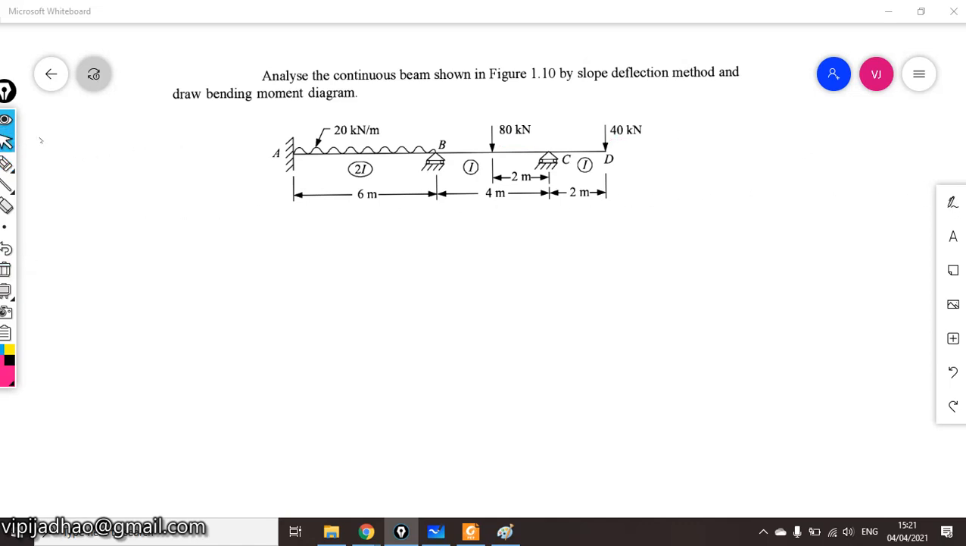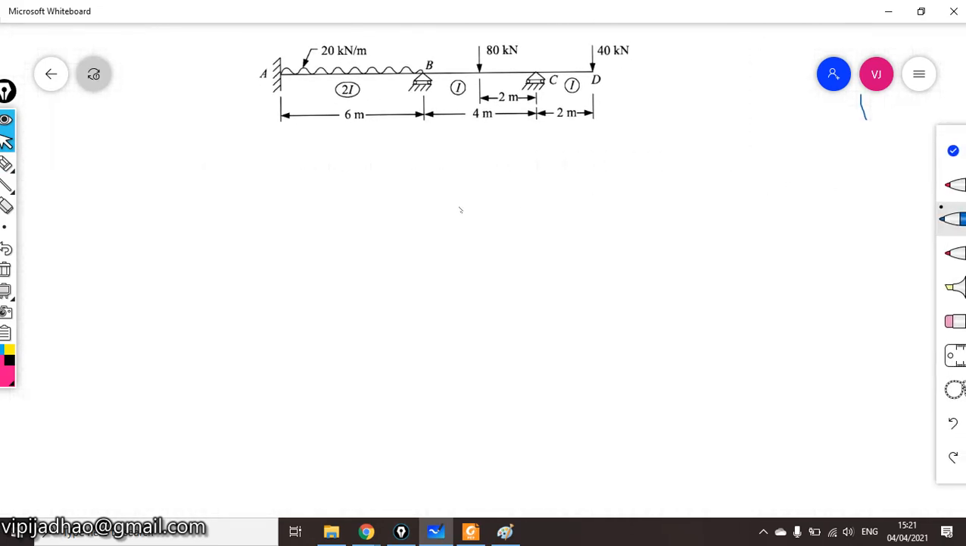So as discussed in the previous lecture, we will start step by step. Step number one was to calculate the fixed end moment. For calculating this fixed end moment, we will consider each span of this particular continuous beam as a separate fixed beam, and then we will calculate the fixed end moment by using standard formulas.